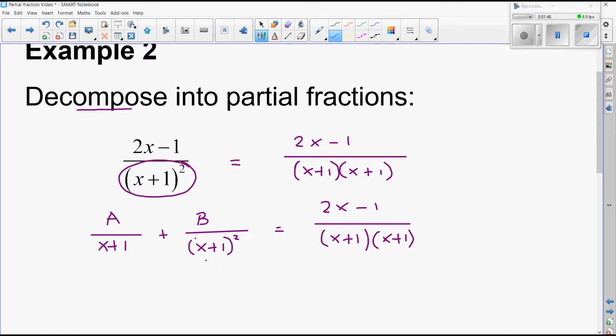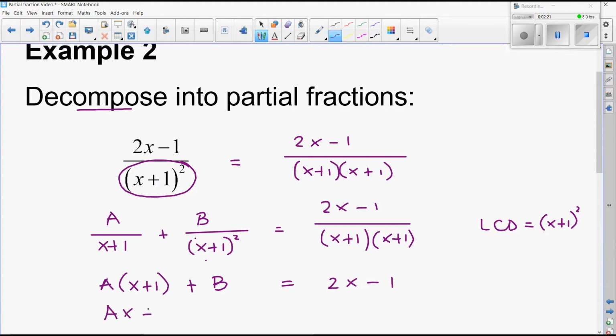Once again, I'm going to simplify the left-hand side, and I see that I need to multiply A by (x + 1), because my lowest common denominator, my LCD here, is going to be (x + 1)², or (x + 1)(x + 1). So I'll multiply A by (x + 1). B needs to be multiplied by 1 because the denominator of B is the same as the lowest common denominator. And so I write B equals 2x - 1. Removing brackets on the left-hand side, I have Ax + A + B equals 2x - 1.